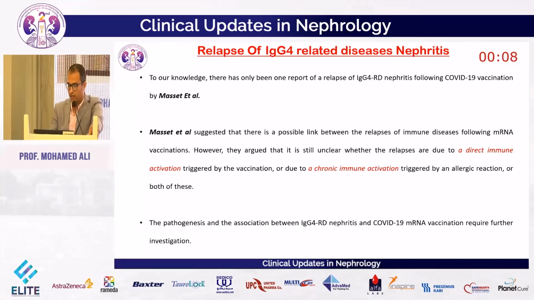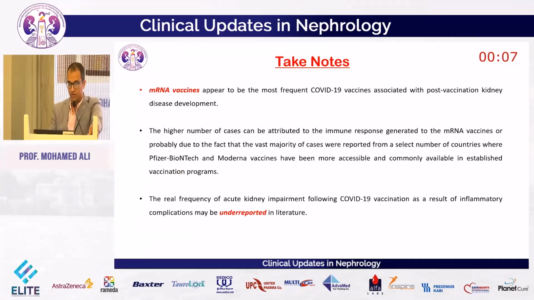Take notes. mRNA vaccines appear to be the most frequent COVID-19 vaccines associated with post-vaccination kidney disease development. This may be due to the fact that the vast majority of the cases were reported from a select number of countries where Pfizer and Moderna have been more accessible and commonly available in established vaccination programs. The real frequency of acute kidney impairment following COVID-19 vaccination as a result of inflammatory complications may be underreported in the literature.